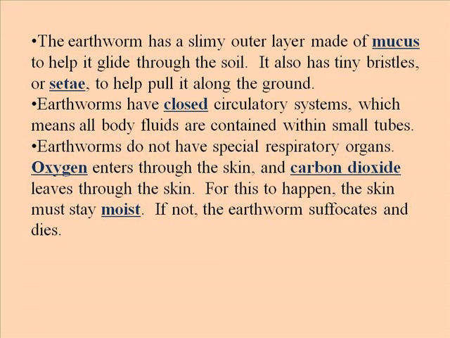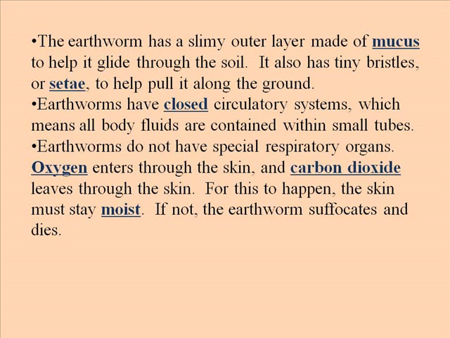Now, earthworms are going to have a slimy outer layer that is going to have mucus, and that mucus is going to serve two purposes for the worm. The first purpose we're going to talk about here at the top, and that's to help it glide through the soil. In addition to the mucus helping it move through the soil, on the bottom of the worm there are tiny little bristles called setae, and these help it pull itself along the ground. These setae act sort of like a football player's or a soccer player's cleats. It helps them get a good hold on the ground so that they can push themselves forward.